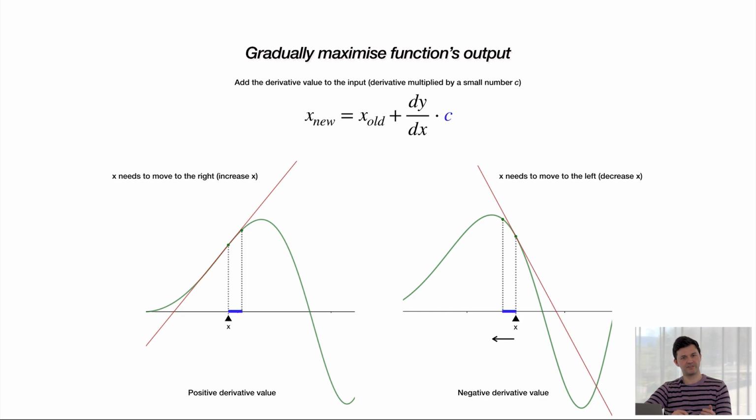But since the value of the derivative is now a negative number, this simply means that we will be actually subtracting from the x old, which means that we will go to the left. And by going to the left, we will actually maximize the output of our function y. So this formula really works.